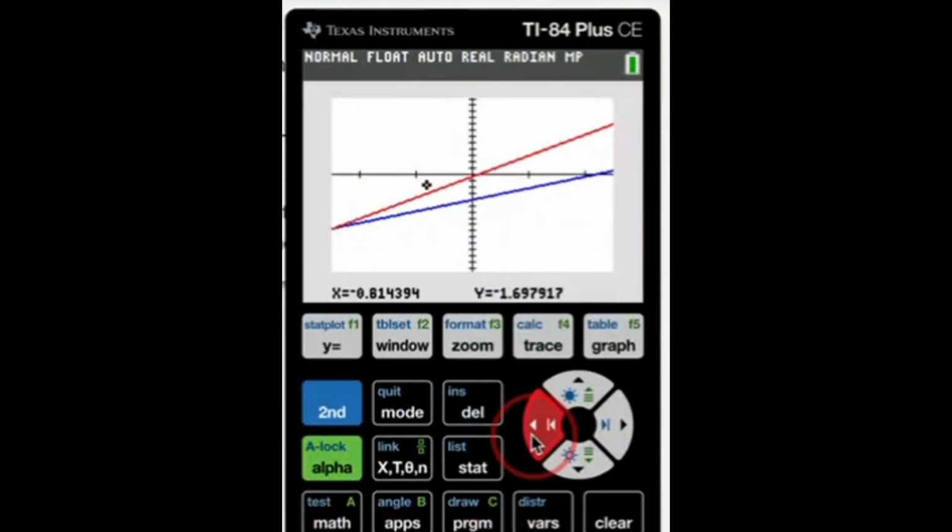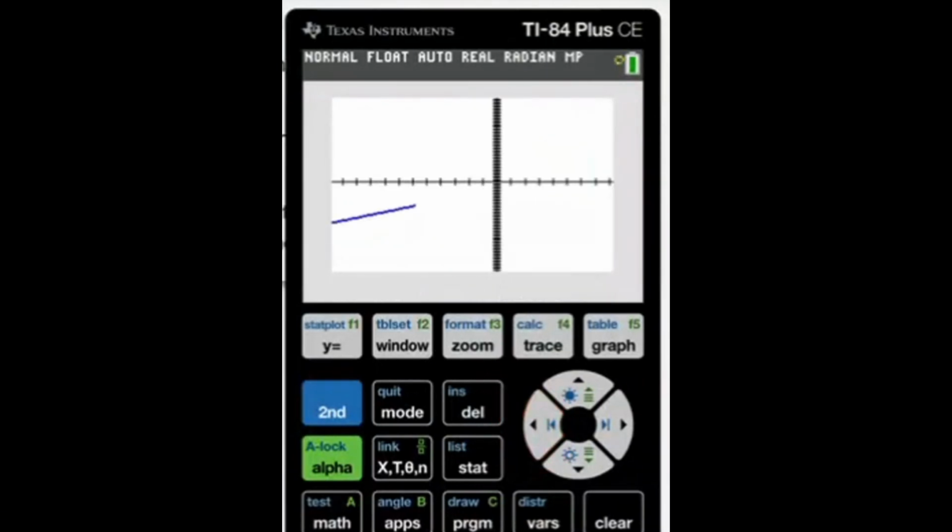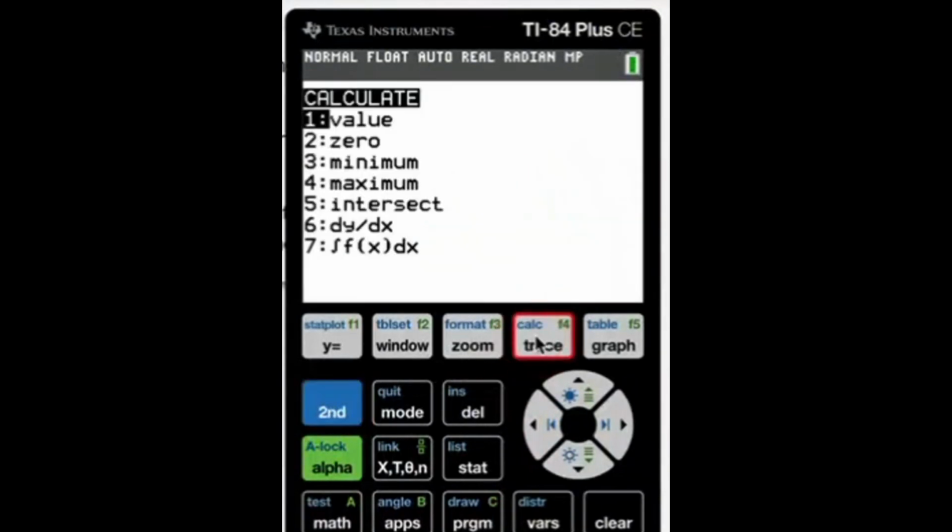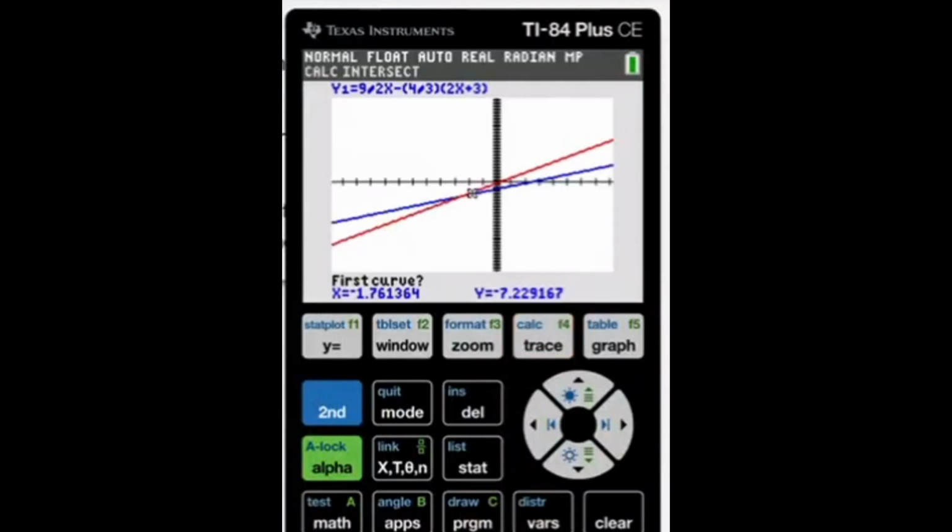Let me just get closer to that. Press enter here. And I do have the intersection point nice and clear. Now I can go ahead and calculate. So to calculate, we press second calc. We are looking for the intersection point at this point. We press enter, enter, enter, and the calculator gives us our value. That value is a decimal.